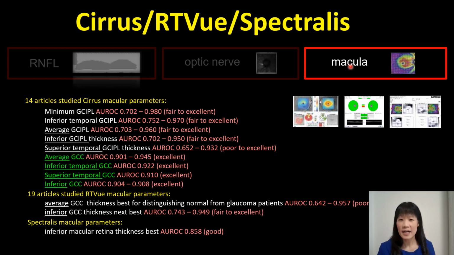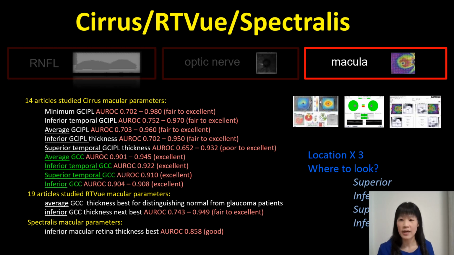For the macula, it doesn't matter which machine you have in clinic. The macula also, location, location, location, tends to thin superiorly and inferiorly and infratemporally and supratemporally, regardless of which machine you have in your clinic.